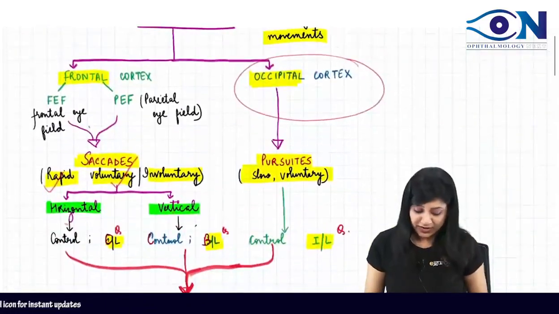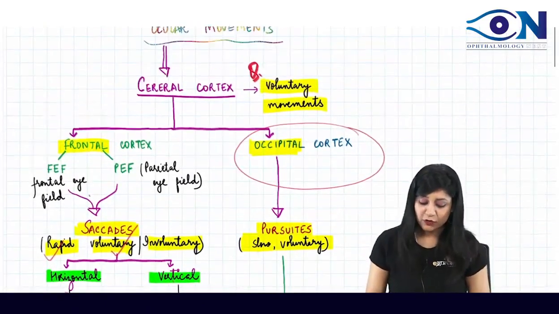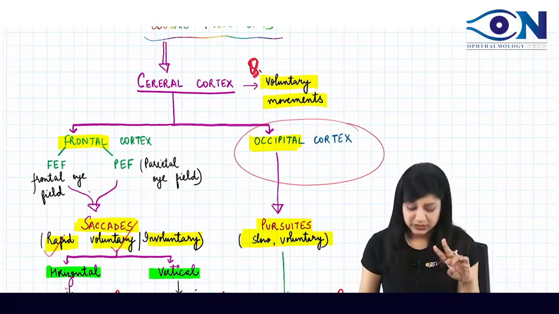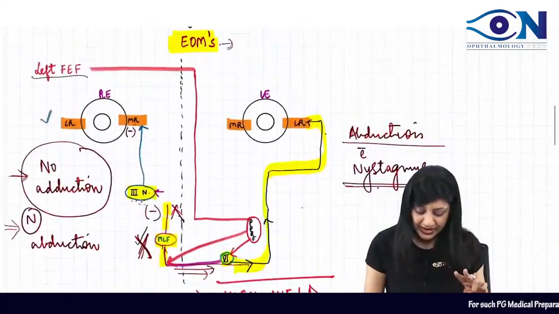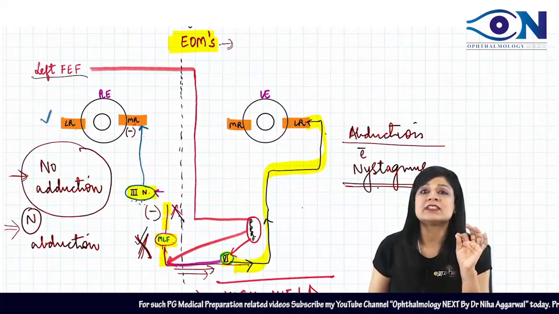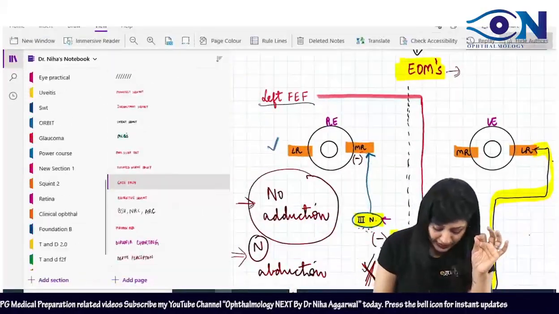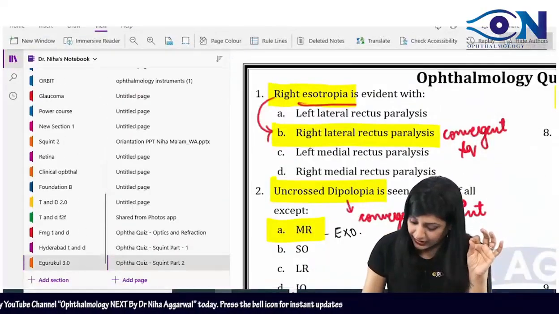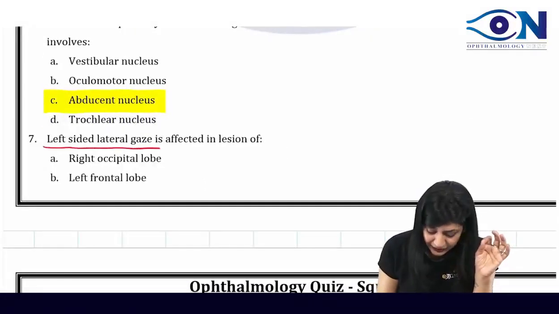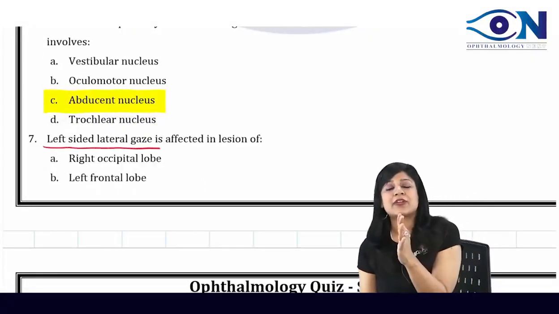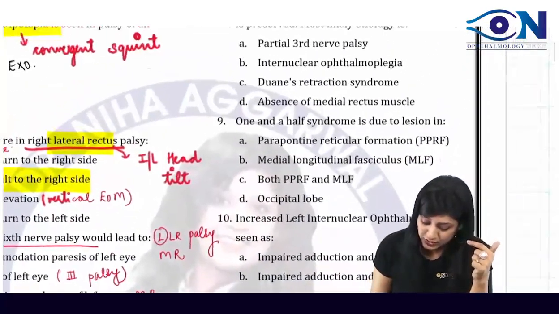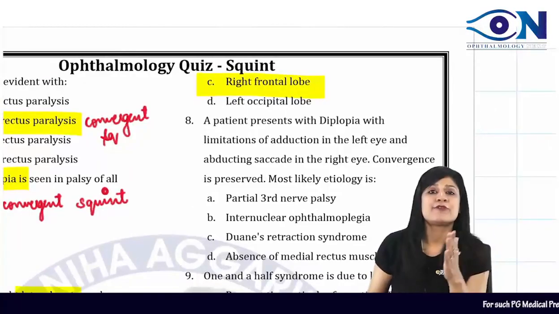Now, if you see here, which is the one which is involving? So, we have got two cortex. One is your frontal cortex, another is your occipital cortex, and then they are working at the level of the extraocular muscles, nerve nuclei. Now, if you look at this question, they are asking you the left-sided lateral gaze. So, lateral gaze is affected from the lobe of the other side. Therefore, the answer to the question will be your right frontal lobe.